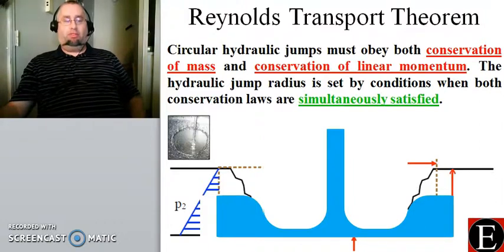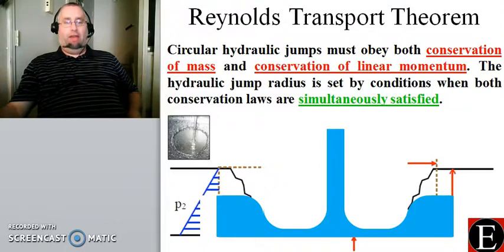I'm about to remove it from the screen and show you a similar shape with a lot of variables affixed to it. But the key thing from this portion of the analysis is that circular or radial hydraulic jumps must obey both the conservation of mass and the conservation of linear momentum. And both of those equations, of course, come from the Reynolds transport theorem. It turns out that in addition to the radius being set by the Froude number transitioning from supercritical to subcritical, crossing through 1, the radius is also set by the need of the fluid to simultaneously satisfy both of those conservation laws.